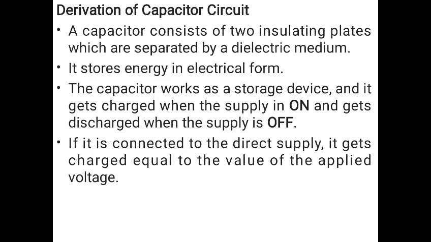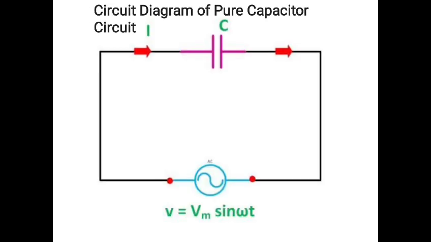Derivation of capacitor circuit. A capacitor consists of two insulating plates which are separated by a dielectric medium. It stores energy in electrical form. The capacitor works as a storage device and it gets charged when the supply is on and gets discharged when the supply is off. If it is connected to the direct supply, it gets charged equal to the value of the applied voltage. This is the circuit diagram of a pure capacitor circuit.